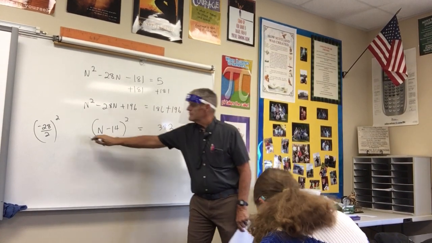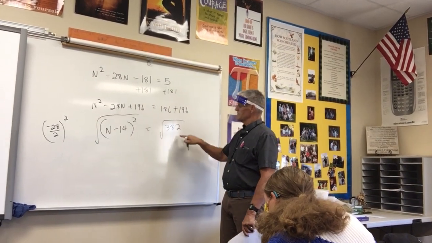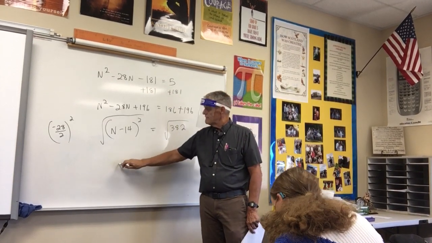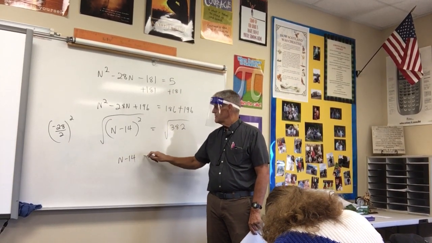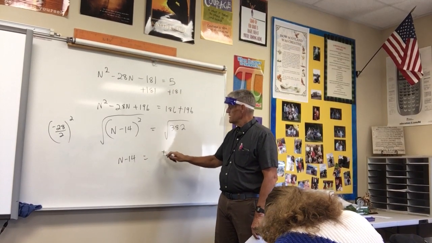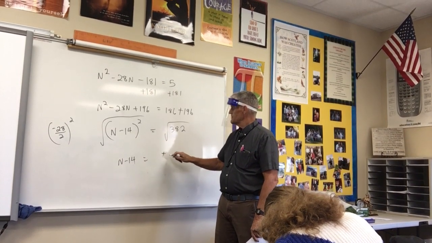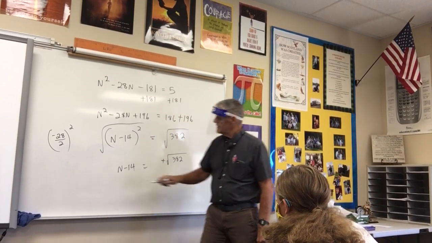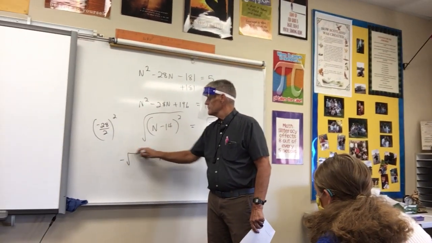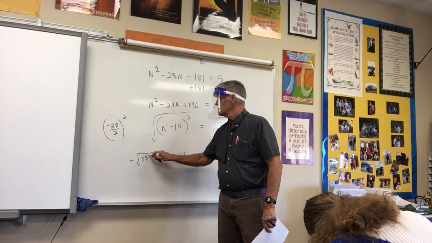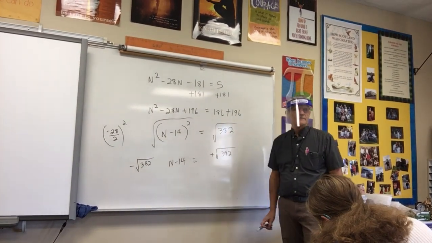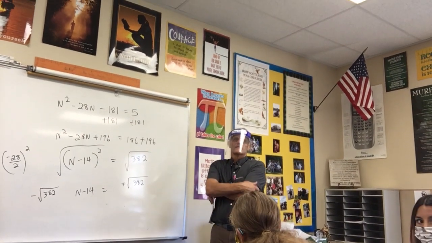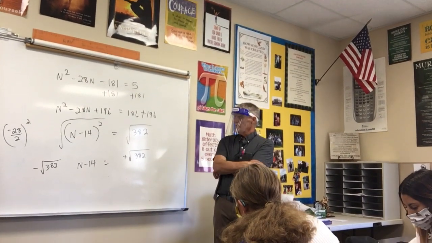So now I'll take the square root of both sides, and this is not a perfect square. So I have n minus 14 equals a positive square root and a negative square root of 382. Why does that negative not go inside of that? Would you write that, or do you not want to solve it, because it is kind of as a whole?